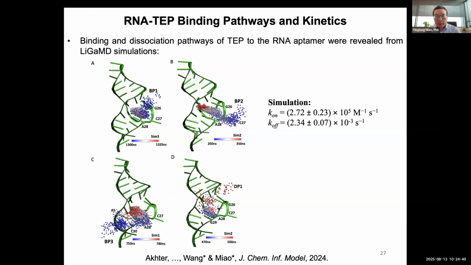For the dissociation, the main pathway comes from the reverse of the first binding pathway. With this, we can also calculate the ligand binding kon and koff. For the sake of time, I will not talk about all the calculation details, but I would say in comparison, they agreed pretty well with the experimental data.